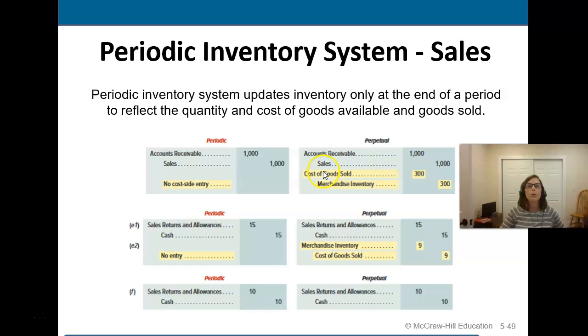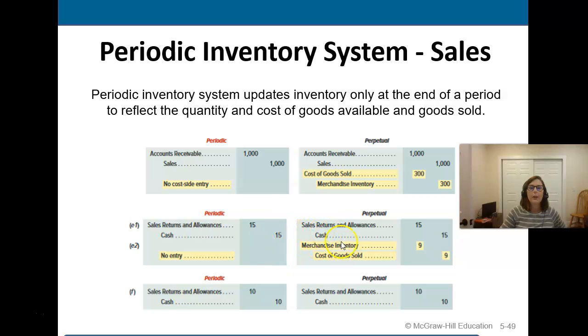And when we go to make sales, as I said, we've got two entries under the perpetual system. We've got our accounts receivable and our sale, but then we have the two-step, the cost of goods sold and the merchandise inventory. Whereas on the periodic system, all we're worried about is the sale. We're not even bothering with the inventory till we get to the end of the accounting period, and then we go out and figure out what we've got in the warehouse.